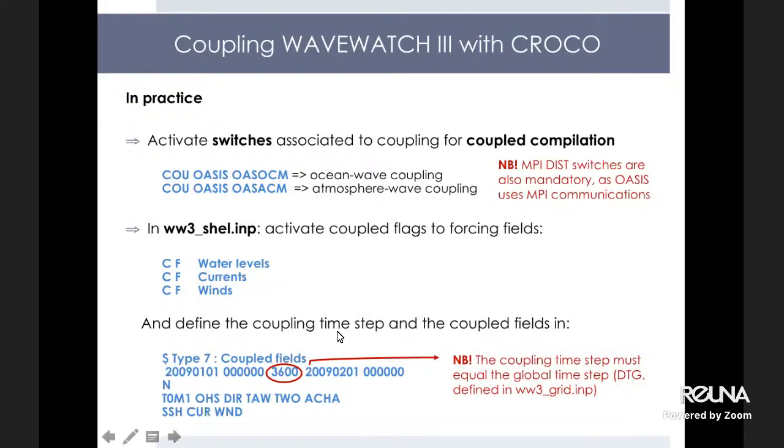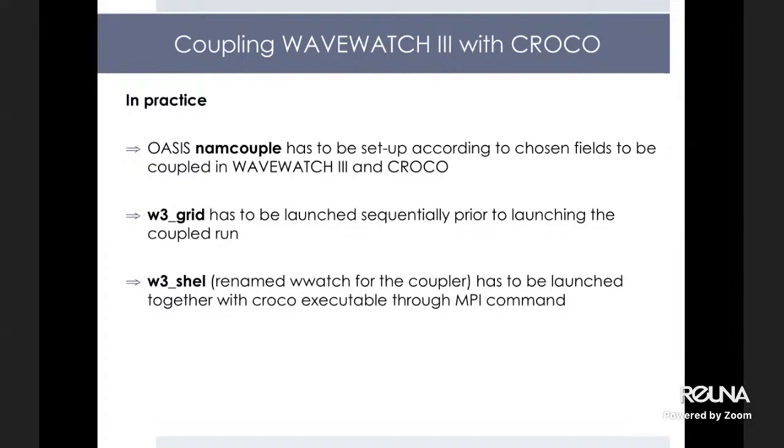And finally, you need to define the coupling time step in the shell.inp namelist too. So you will see that during the tutorial and during Lionel's talk a bit later. So you need to set up the exchange variables in the Oasis namelist too. And you have to run the grid and the shell.